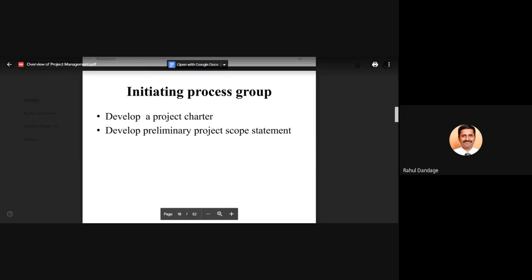Next, the second process group is the planning process group. So in the planning process group, you can see there are so many activities involved. Why are there so many activities involved? You can see the diagram. Planning process group, it is spread over a 2 to 3 years period.